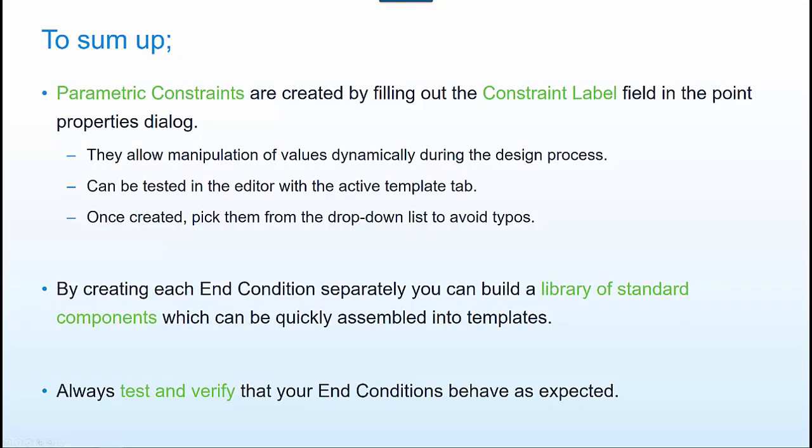So to sum up, parametric constraints are simply created by filling out the constraint label field in the point properties dialog. They are very powerful during the design process. You can create a template with a dimension for a lane width, and through parametric constraints change that lane width through a transition or to add multiple lanes. They can be tested within the editor by selecting the Active Templates tab and modifying those values. And once they're created, it's a good idea to pick them from the drop-down list to avoid any typos.